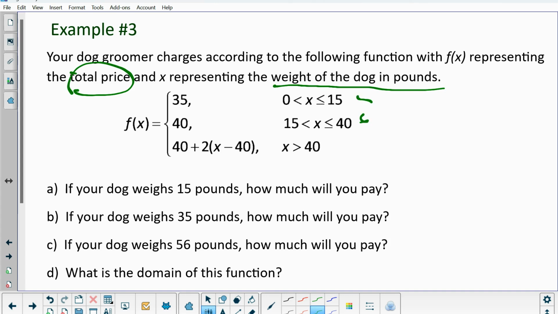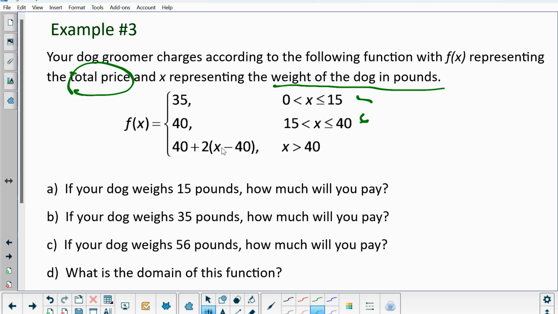So basically, when you read this, if your dog weighs between 0 and 15 pounds, then you're going to get charged $35 for grooming. If your dog weighs between 15 and 40 pounds, then you're going to get charged $40 for grooming. And if your dog is bigger than 40 pounds, then they're going to use this formula, which basically says they're going to charge you the $40 from above plus $2 additional for every pound more than 40. So that's what this is saying.